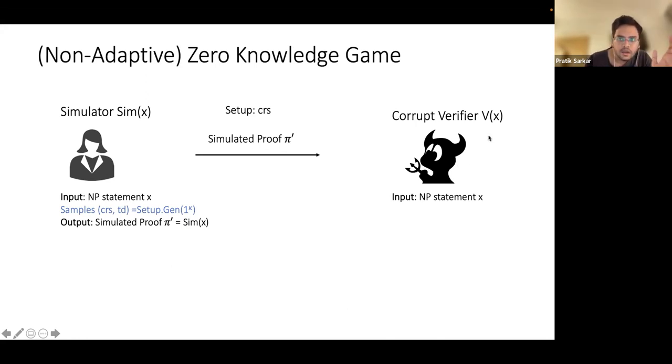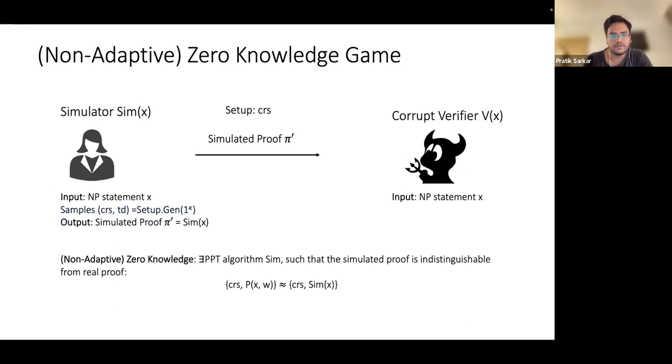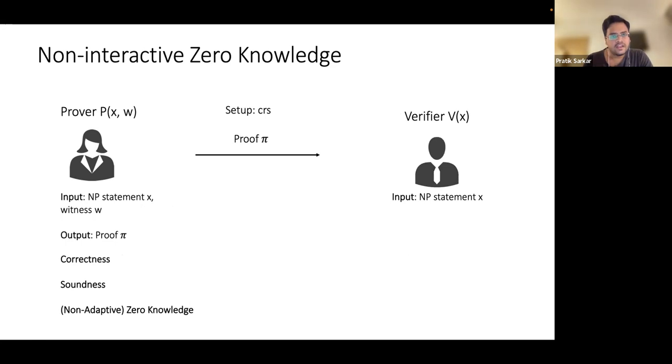The verifier has an NP statement, and the simulator also has an NP statement, and the simulator comes up with a simulated proof, and it sends the simulated proof to the verifier. And non-adaptive zero knowledge says that this simulated proof should be indistinguishable from a real proof. And then this is the non-interactive zero knowledge that we know.